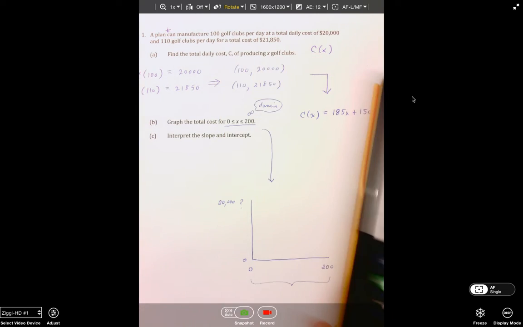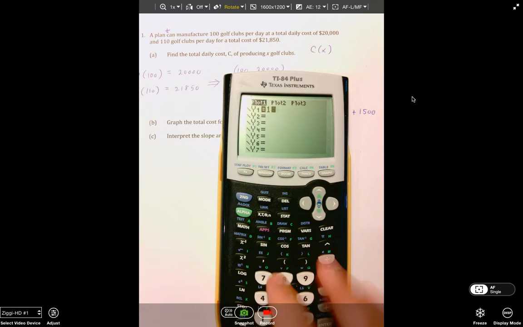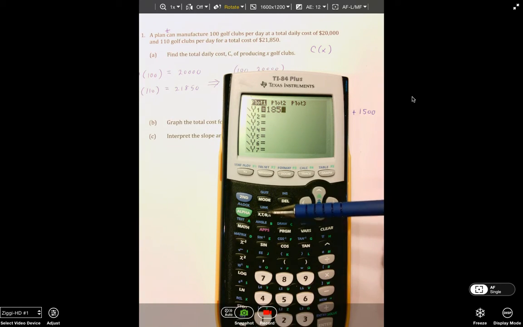And, well, we have 185. Guys, right here is your X key. You'll see X, tau, theta, nu. This will be set at X. And then we have plus 1500.